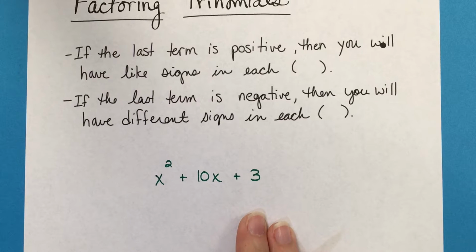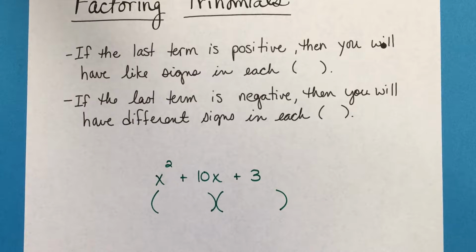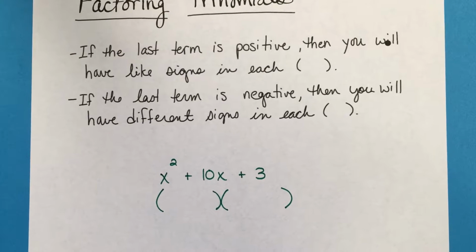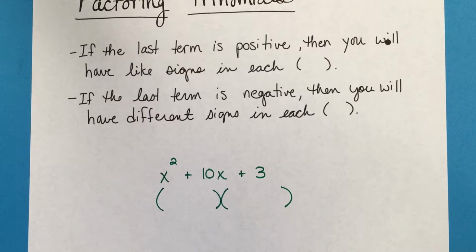So when you go to factor a trinomial, you start out by putting down 2 sets of parentheses, and there will be a process that we're going to go through to figure out what's got to be in there. Now, these 2 notes that you're seeing actually have to do with what sign, like a plus or a minus, I need to put in each one of these. All right, so the first one states if the last term is positive, then you will have like signs in each parentheses. And that's actually the situation that I have right here.